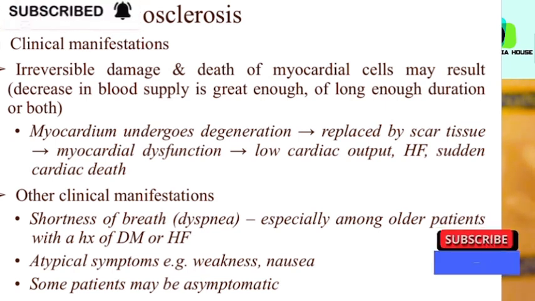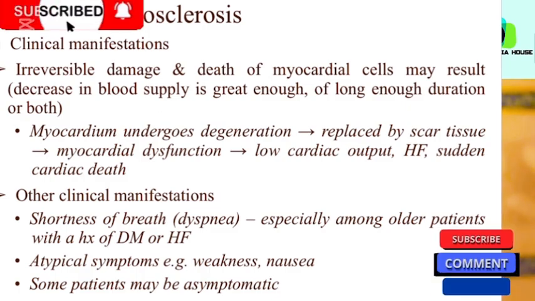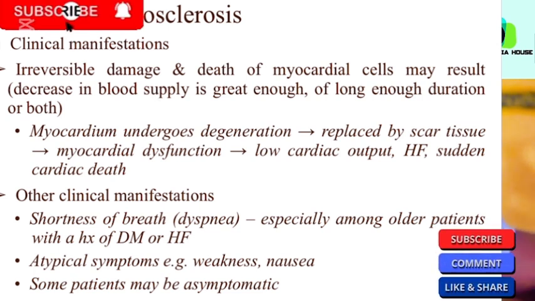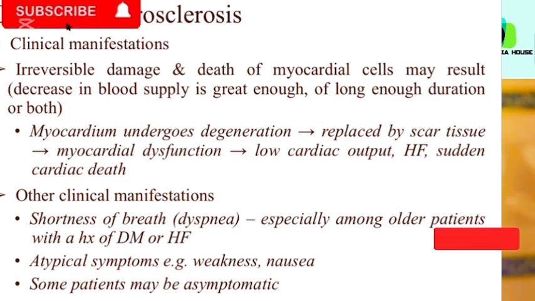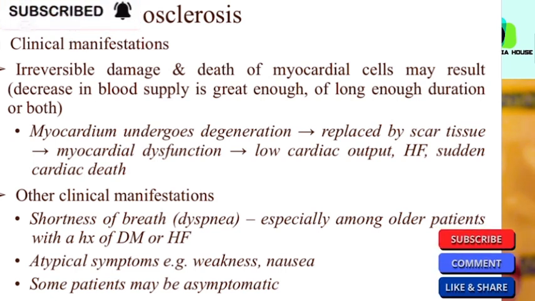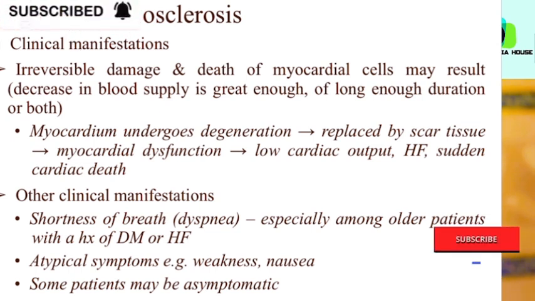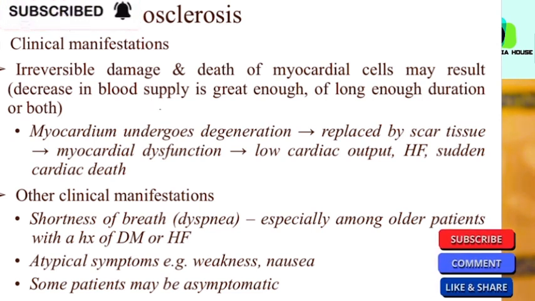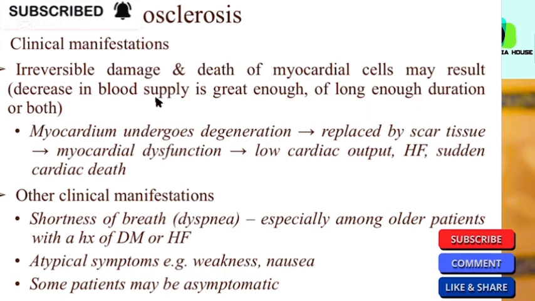If this happens, the myocardium has to undergo degeneration. The cells over there will die off and be replaced by scars, and the myocardium will not function properly. That's why there will be myocardial dysfunction. The myocardium helps in the heartbeat, the pumping of blood. So if the myocardium is dysfunctional, there will be low cardiac output.